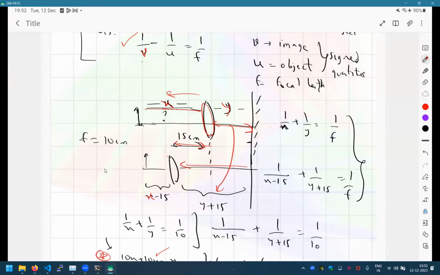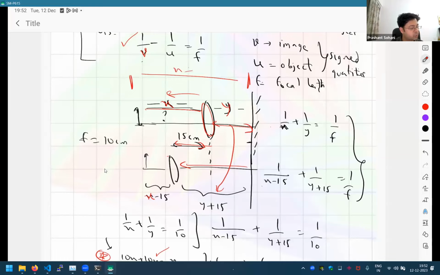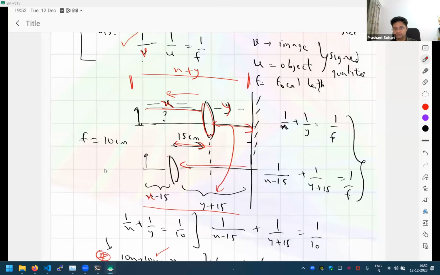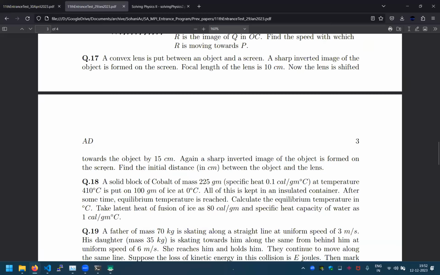Yes, sir, got it. Yeah, because the total distance from the object to the screen has to be x plus y originally, and here also it is x plus y, because this minus 15 plus 15 will cancel. Okay, so this was question 17.